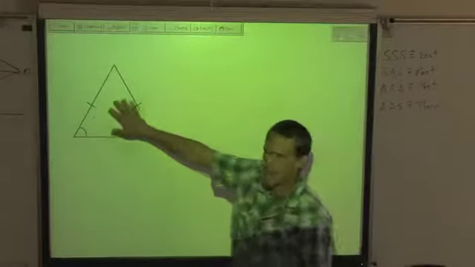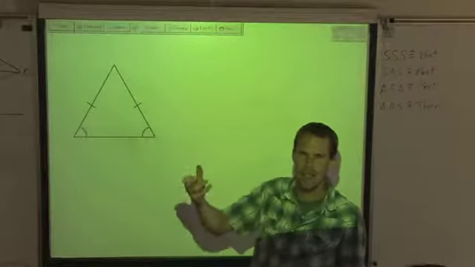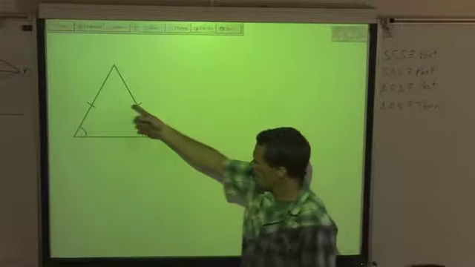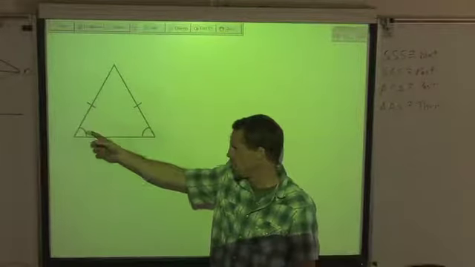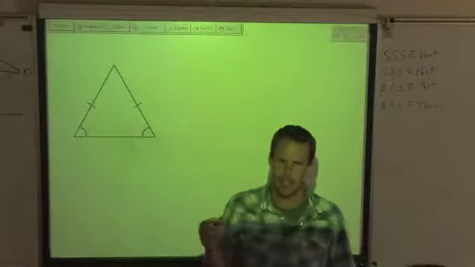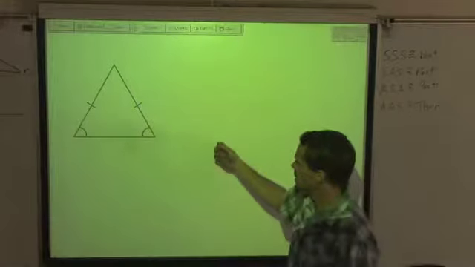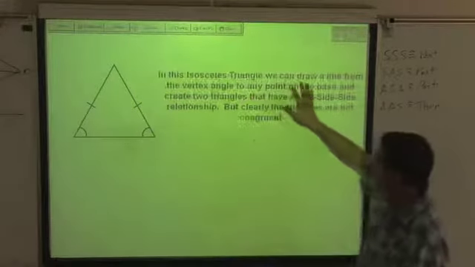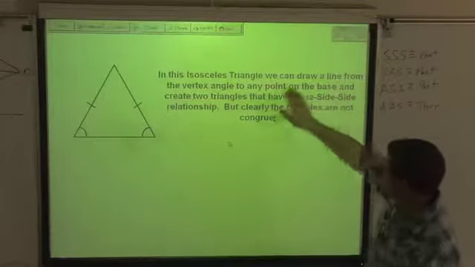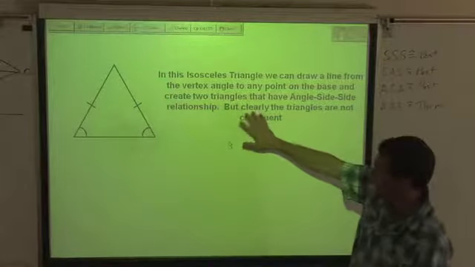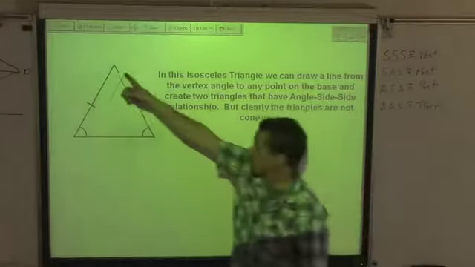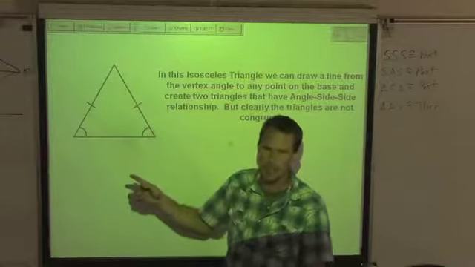We're going to start off with an isosceles triangle, and we're going to remind ourselves that if 2 sides of the triangle are congruent, then the angles opposite those sides are congruent. Now, I can take this isosceles triangle and draw a line from the vertex angle to any point on the base. From the vertex to any point on the base. So let's do this.